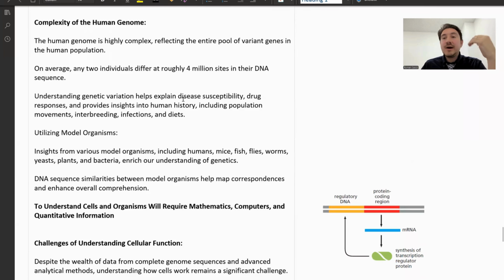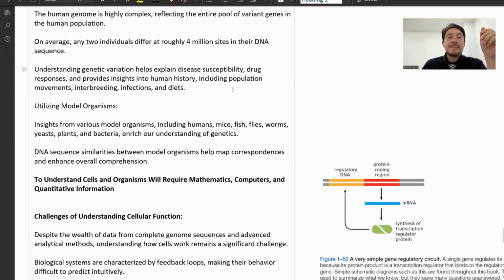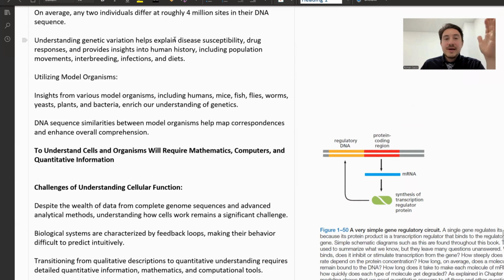Okay, we do have a complex genome, right? It is incredibly complex, and it does reflect the degree of variation and variant genes that occur in the human population. On average, any two individuals differ at roughly 4 million sites in their DNA sequence. So understanding genetic variation helps explain disease susceptibility, drug responses, right? Insights to human history, including population movements, interbreeding, infection, and diets. We're going to see all these things in particular later on in the book.